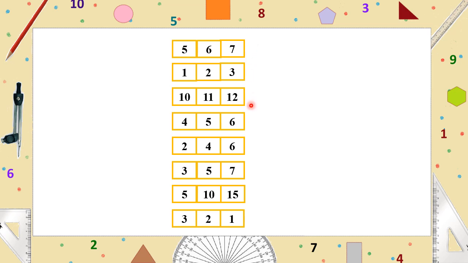Look, in the first 4 patterns, they are consecutive numbers. And 2, 4, 6 are consecutive even numbers. That means 2 is added. 2 plus 2, 4, 4 plus 2, 6. Here also 3 plus 2, 5 and 5 plus 2, 7. Here 5 plus 5, 10, 10 plus 5, 15. That means all these numbers are in a regular pattern or in a particular pattern.